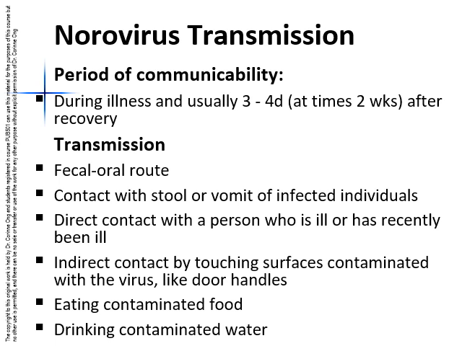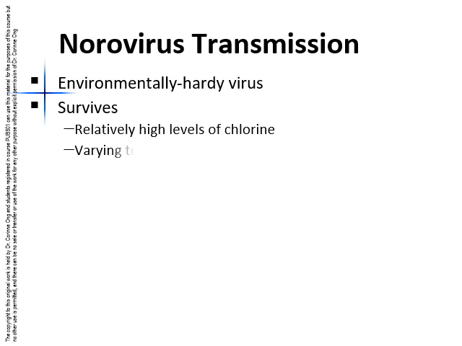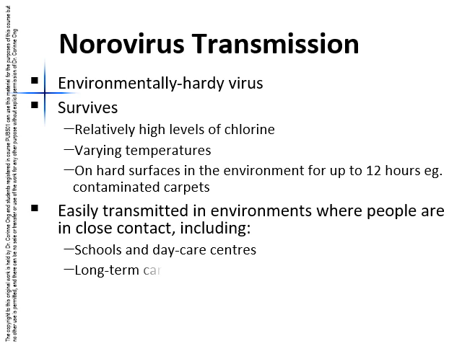Norovirus infections can also be transmitted by either direct contact with those who are ill or indirect contact with fomites, such as contaminated surfaces, door handles, or consumption of contaminated food or water. Norovirus is very hardy and survives relatively high levels of chlorine and varying temperatures, and can remain viable on hard surfaces for up to 12 hours.